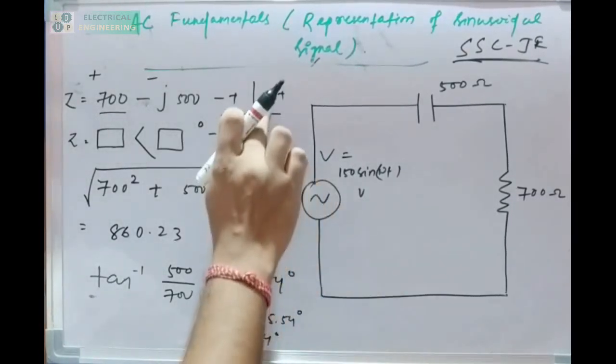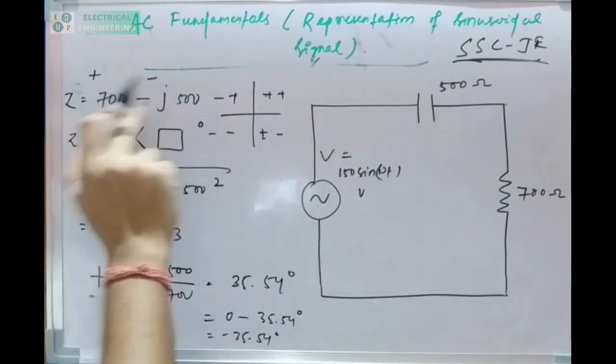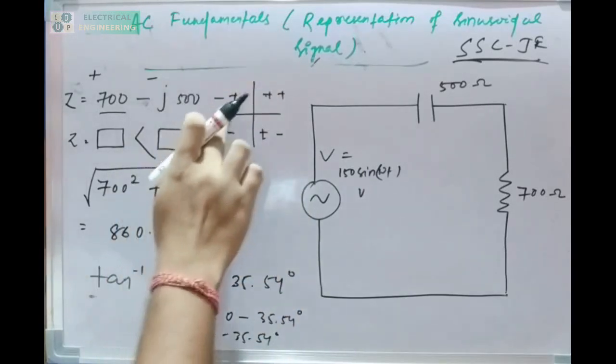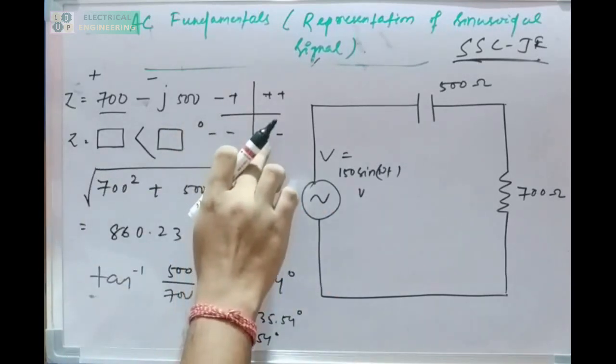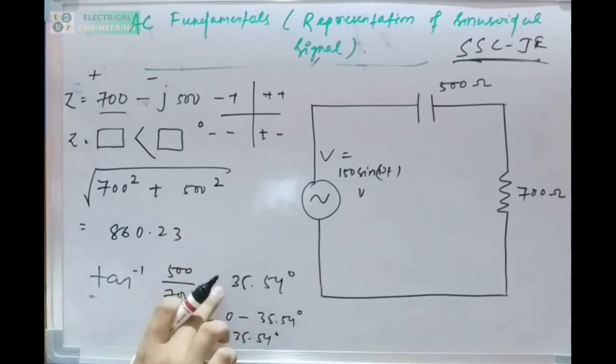If you are in the first quadrant, just write the same value. If it is in the second quadrant, subtract it from 180 degree. If you are in the third quadrant, add it to 180 degree. If you are in the fourth quadrant, just reverse the sign. If it is plus, it will be minus. If it is minus, it will be plus. Okay.